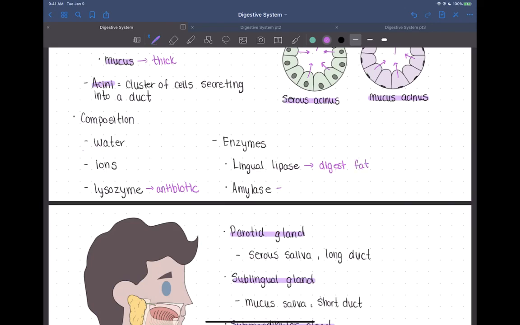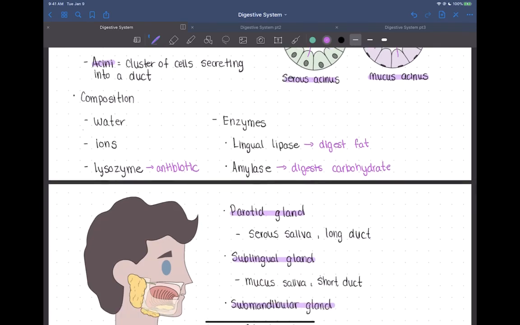And then there's amylase, which is an enzyme that digests carbohydrates. So the main function of the enzymes in saliva is to begin carbohydrate digestion. There's much more amylase than there is lingual lipase, and so we're going to start carbohydrate digestion in the mouth. Also in saliva, you're going to find some antibodies and that kind of thing.